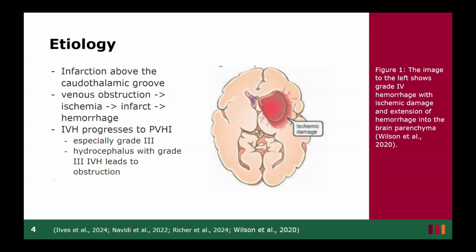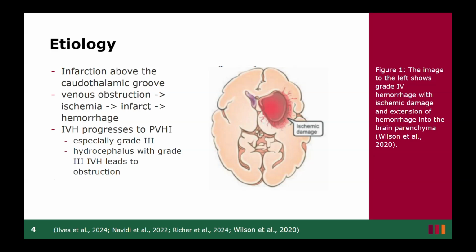Etiology. The cause is thought to be hemorrhagic venous infarction just above the caudothalamic groove. This occurs because the basal ganglia's deep draining veins are obstructed, which causes the venous infarction. Intraventricular hemorrhage often initially occurs before grade 4 intraventricular hemorrhage or periventricular hemorrhagic infarction.